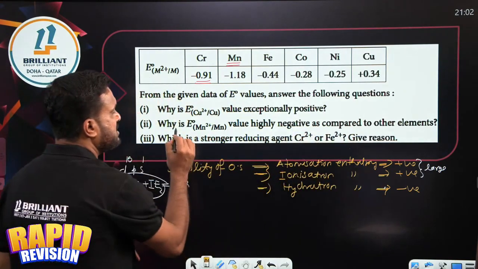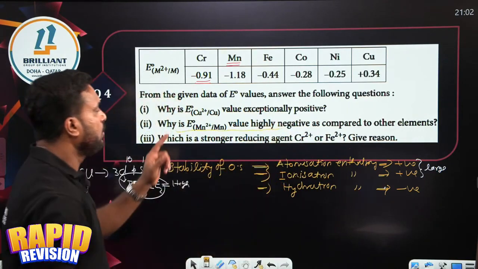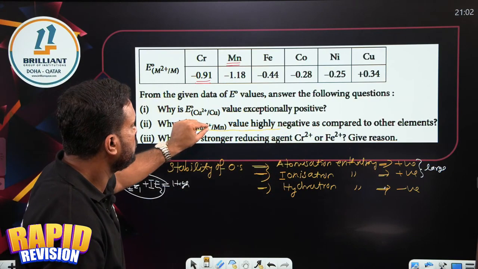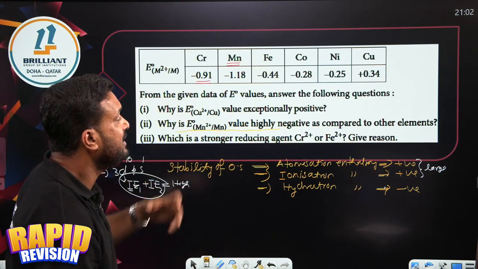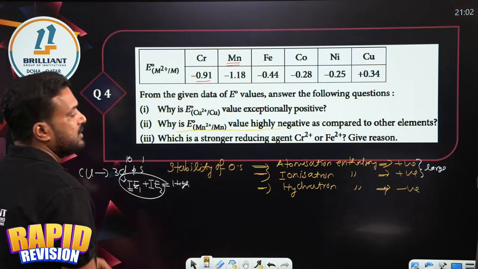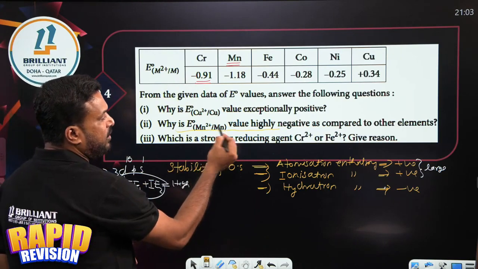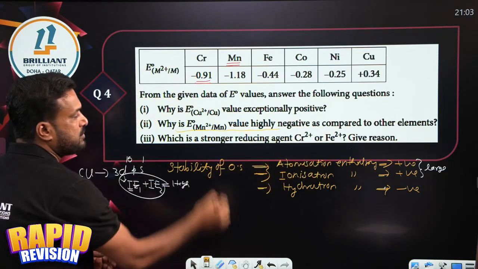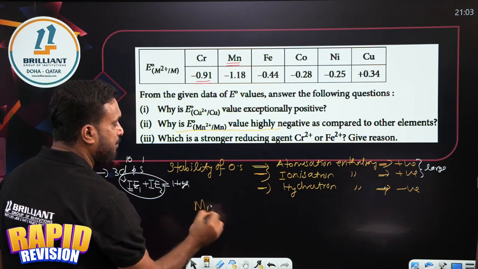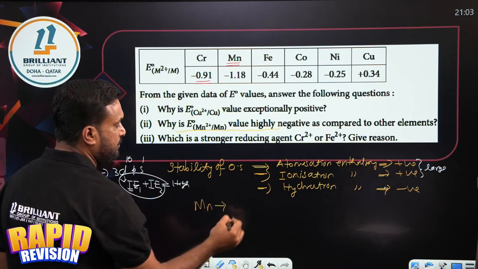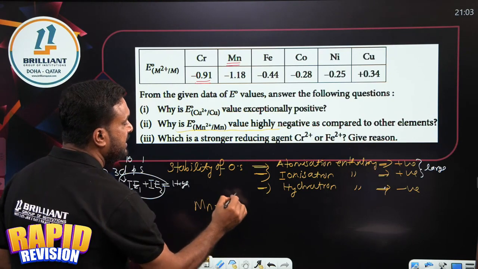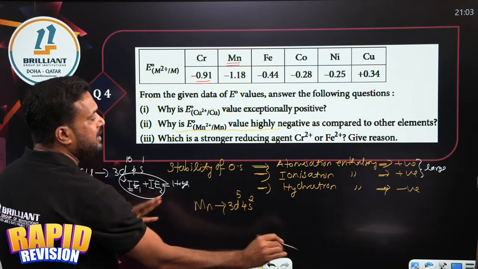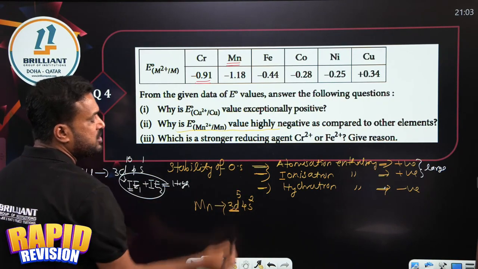Once you understand that logic, you will be able to answer why the E naught of Mn2+/Mn value is highly negative. You have to say why it is highly negative compared to other elements. For Mn, the electronic configuration is 3d5 4s2. So the first two electrons will be easily removed. Why? Because 3d5 is more stable.